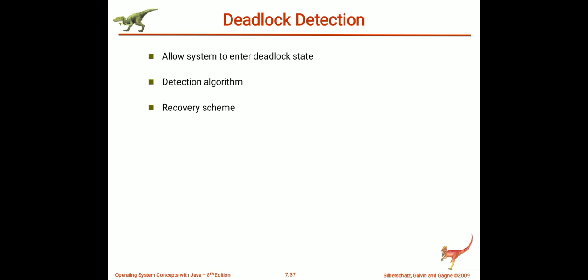And the second thing the system must provide is an algorithm to recover from the deadlock. If it finds that deadlock has occurred, then we should provide an algorithm which recovers from the deadlock. So two things are required if we are not providing deadlock prevention or deadlock avoidance algorithm.